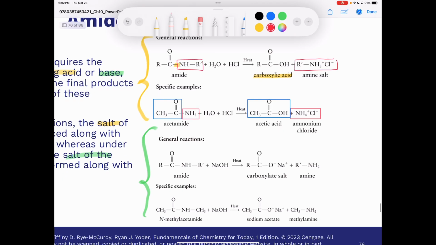Now below we have the hydrolysis in base. And so again, we're going to break that same linkage between the carbonyl carbon and the nitrogen, but this time we're going to get the amine. So you're going to get the amine that comes from the amino portion here, and you're going to end up with a carboxylate salt as is shown here. And the example that they're showing at the bottom is N-methylacetamide treated with sodium hydroxide, which is a strong base. In the presence of heat, we end up with sodium acetate, and don't forget, you're going to get your amine that comes from this portion of the molecule. And so in this case, it would be methylamine.